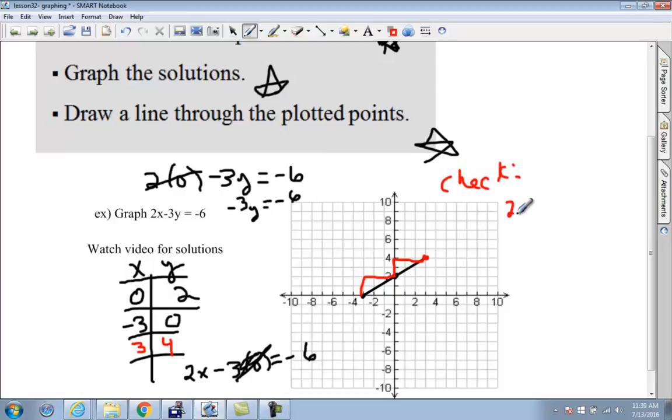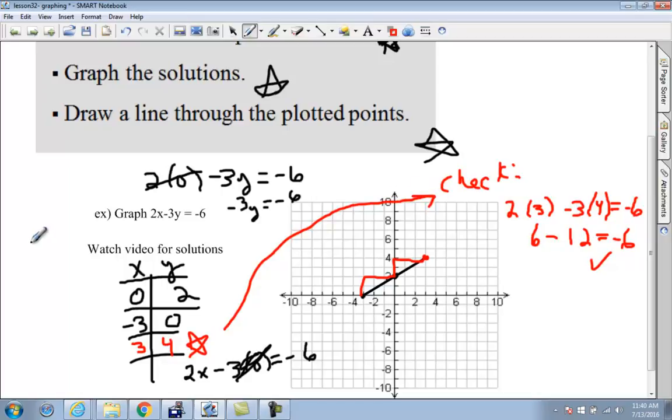And you can check it. Is it true that 2 times 3 minus 3 times 4 makes negative 6? Well, does 6 minus 12 make negative 6? Yep. So it's easy for me to check that that ordered pair satisfies the original equation. All right, hope that helps. So let me go back to my black color here. The red was just me illustrating the rise and run pattern. The black is the actual line.